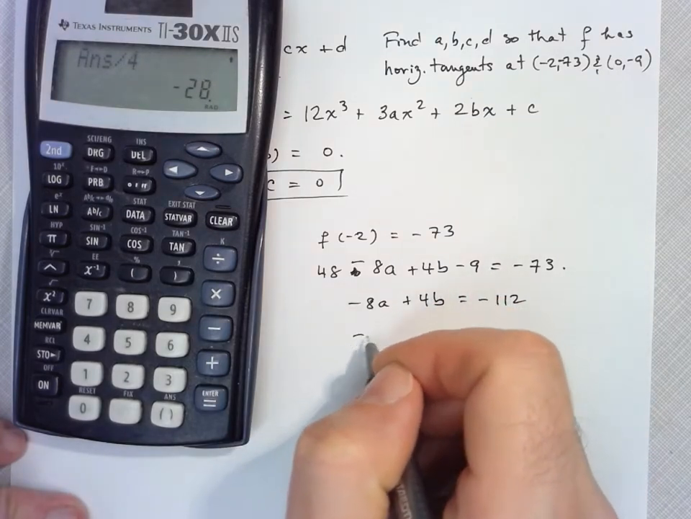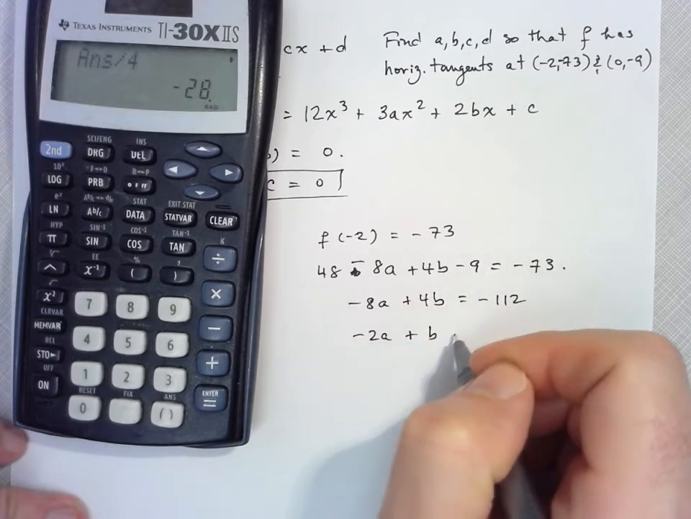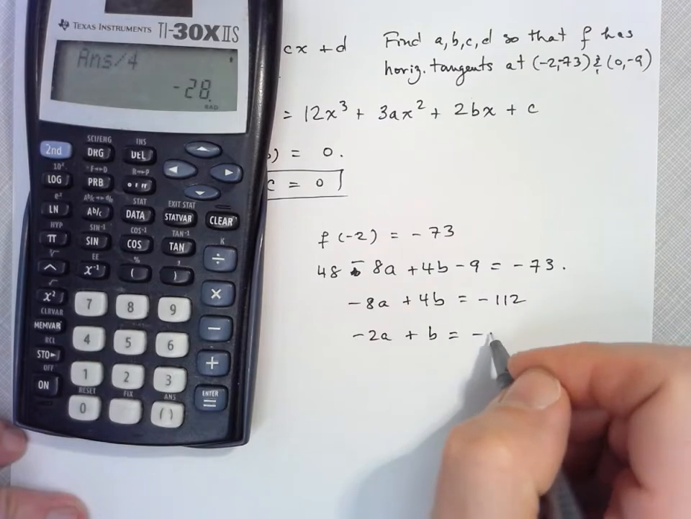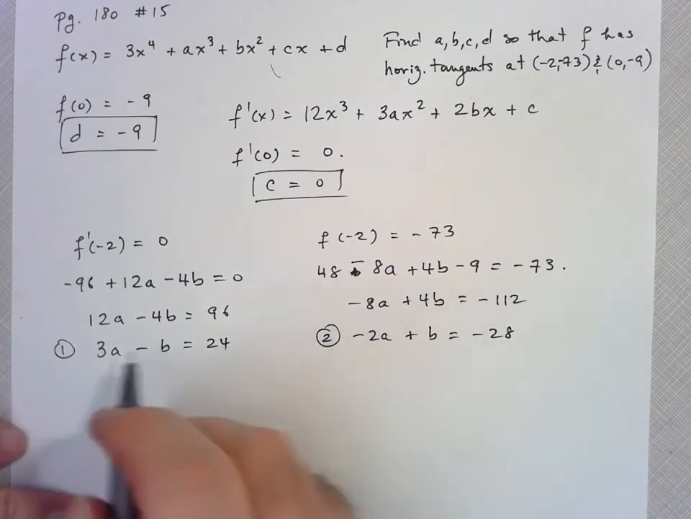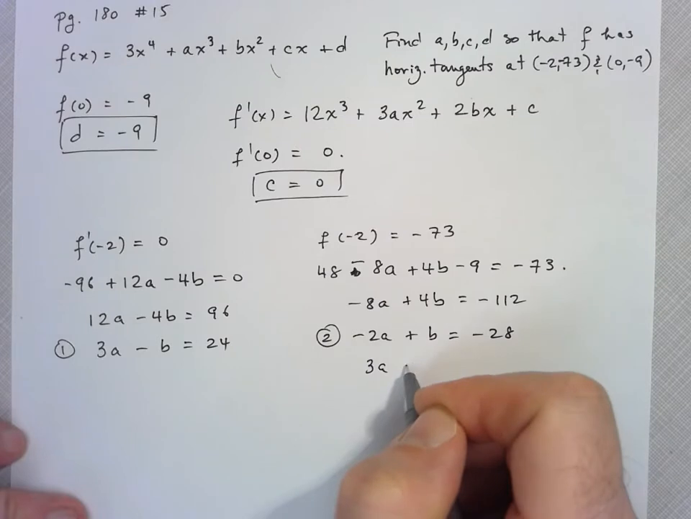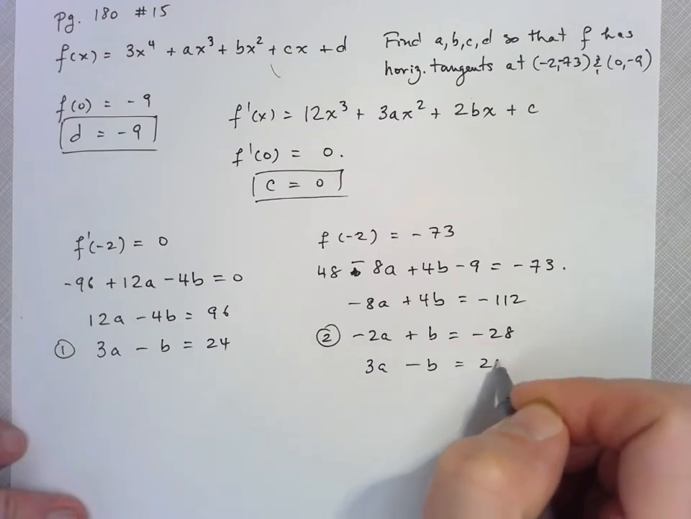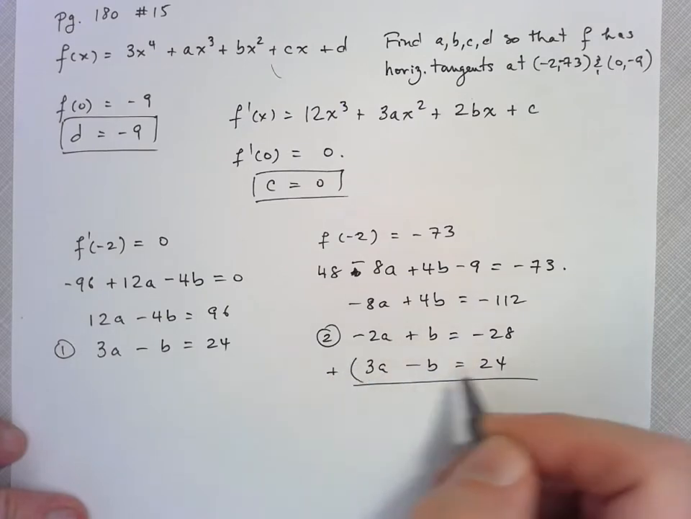So we've got negative 2a plus b is equal to negative 28. Okay, and there's our second equation. Now I'll bring this over here so I can do a quick elimination. So 3a minus b equals 24. And here we're going to add the two equations in order to eliminate the b's.